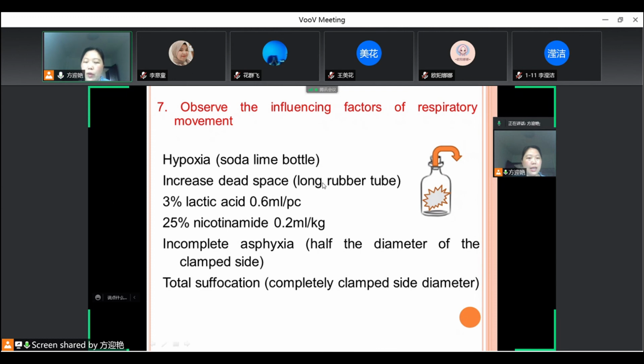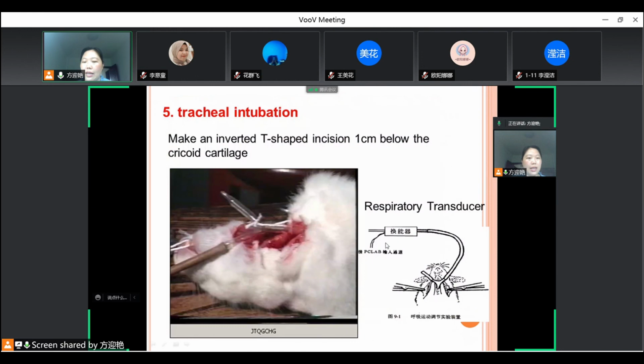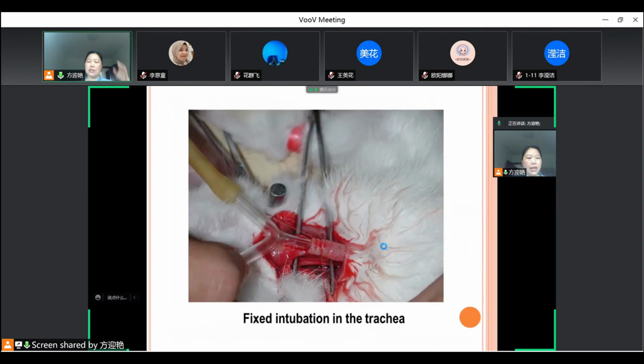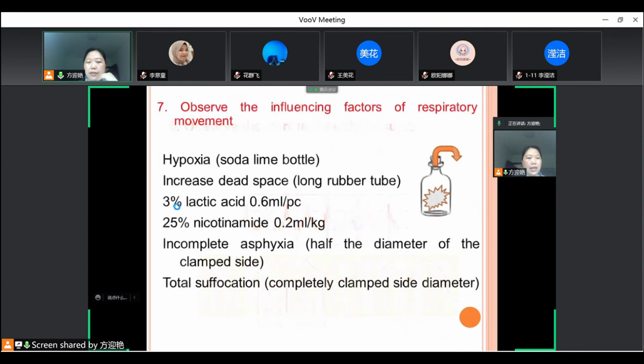In the dead space, we use a long rubber tube. We have a long rubber tube here, so we do not need to collect that. We increase the dead space, and we also observe the curve change, and the curve change increase happened. Also we stop that.